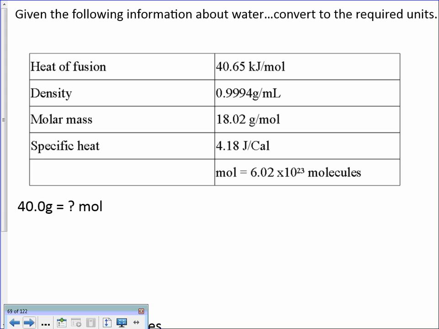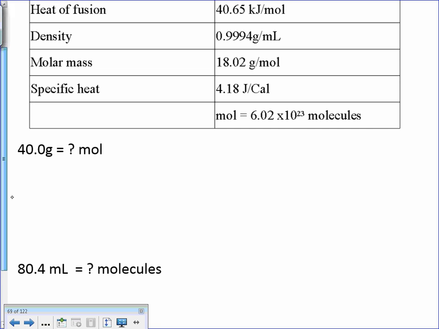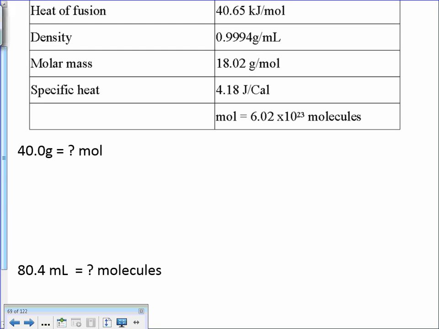So I'm giving you density, molar mass, specific heat, heat of fusion. What the heck is heat of fusion? Nobody cares, but here's the equivalency. 40.65 kilojoules equals 1 mole. So I'm telling you your definitions now. These all can be used however you need to get from start to finish, right? So I'm explicitly telling you that 40 grams is our starting point and moles is our question, right? So which of these conversion factors has both of those in it? Molar mass, right? So I'll kind of demonstrate this first one for you.